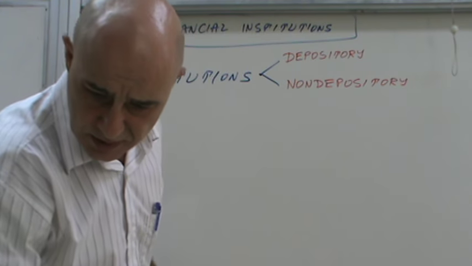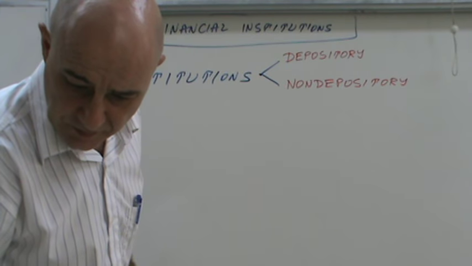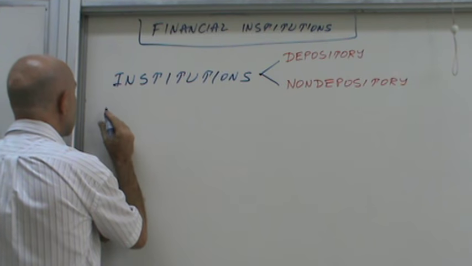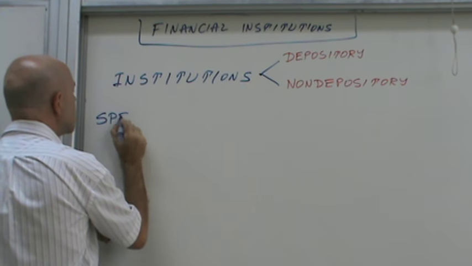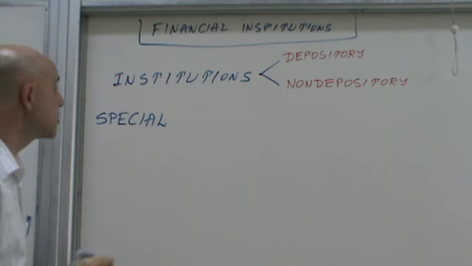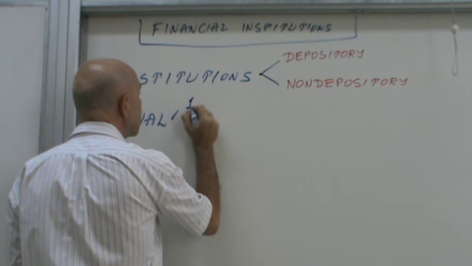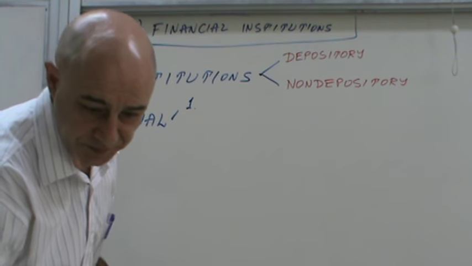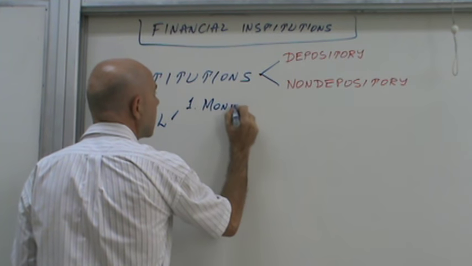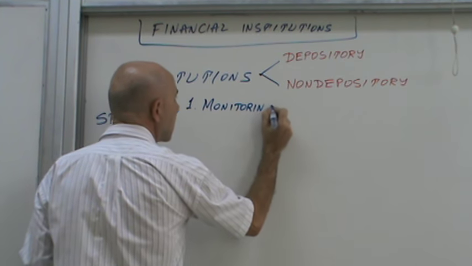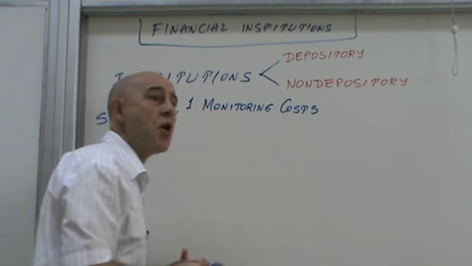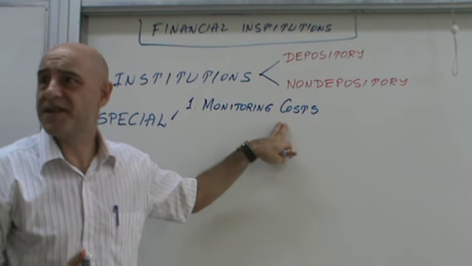All right, so the first section is what makes financial institutions special? In other words, what's so tricky? What's so special about financial institutions? Number one is monitoring costs. Well, what is this?